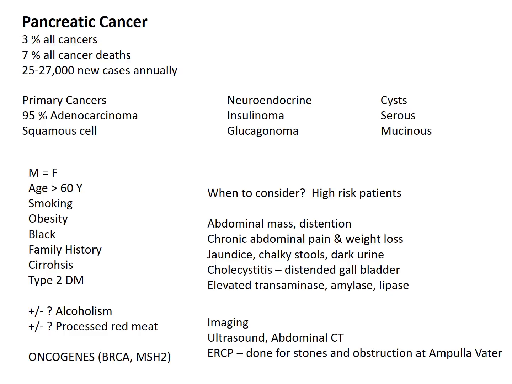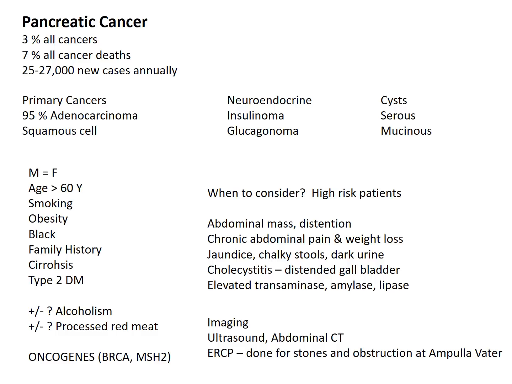Pancreatic cancer accounts for about 3% of all human cancers, about 7% of all human cancer deaths. You can see about 25,000 or more new cases annually. Most primary cancers of the pancreas are adenocarcinoma, but you can see that there are some other different types of cancers and some other different types of non-malignant tumors, such as cysts, which can occur on the pancreas.